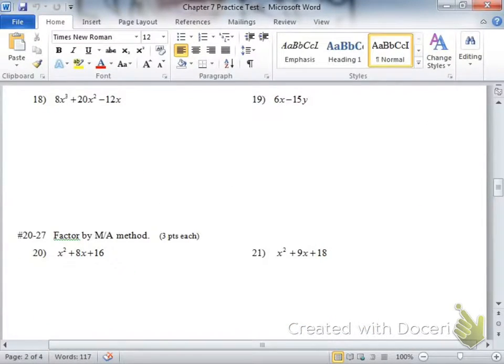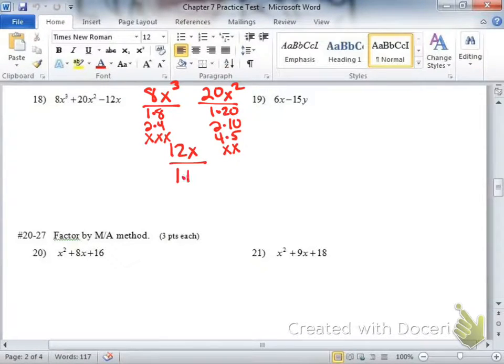Alright, 18. These problems are getting a little longer, a little harder. We have 8x to the third. We have 20x squared. And we have 12x. For the 8, we have 1 and 8, 2 and 4, xxx. Next we have 1 and 20, 2 and 10, 4 and 5, xx. And last we have 1 and 12, 2 and 6, 3 and 4 with an x. GCF: 4x.